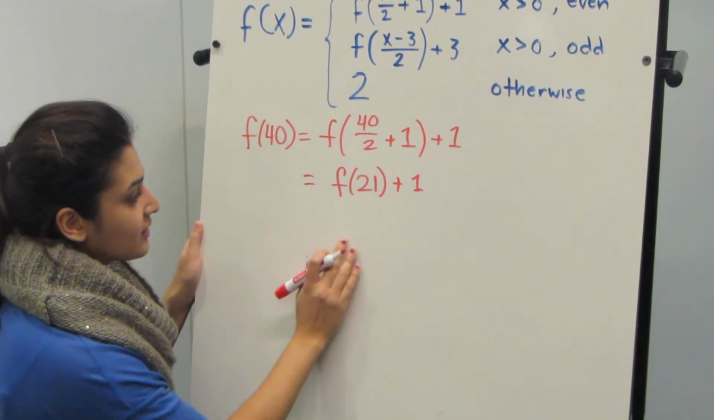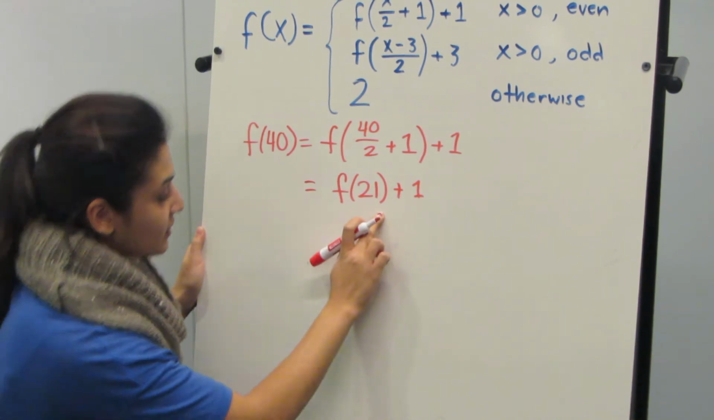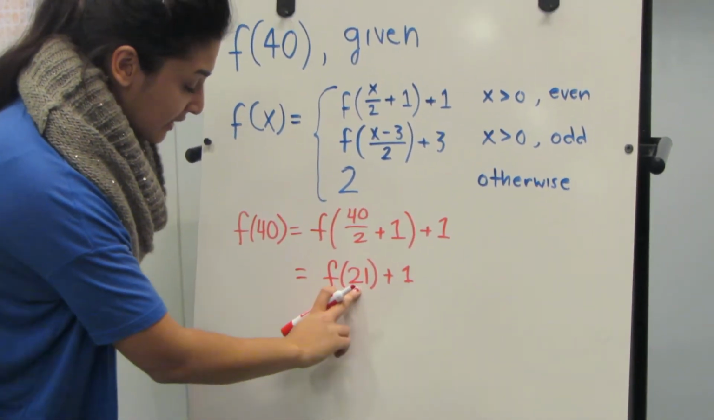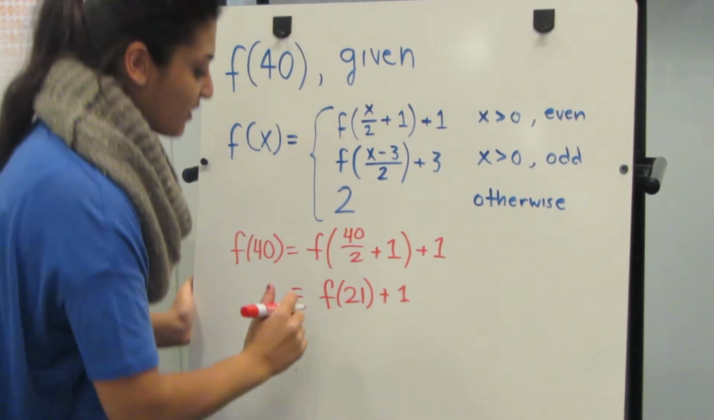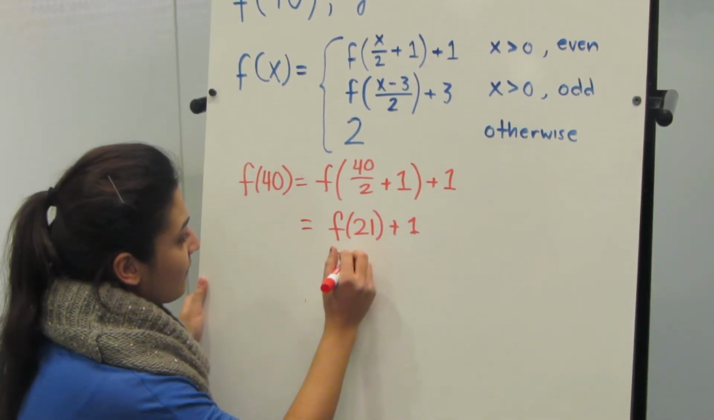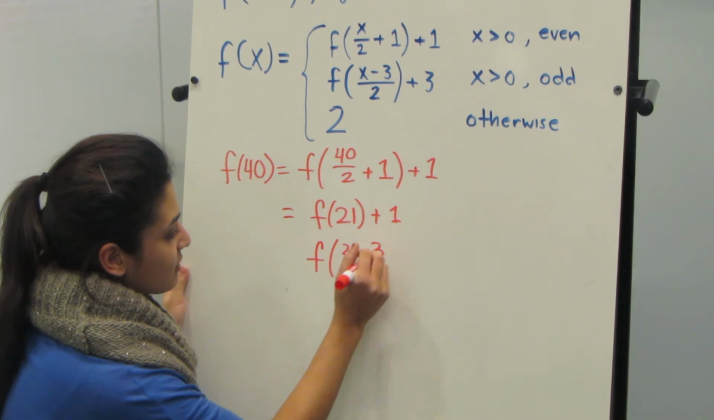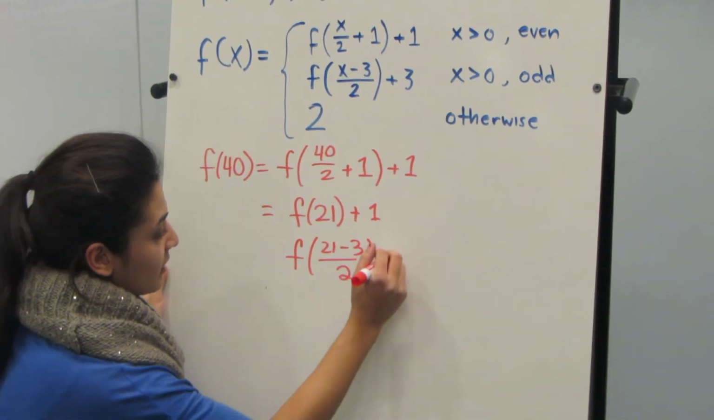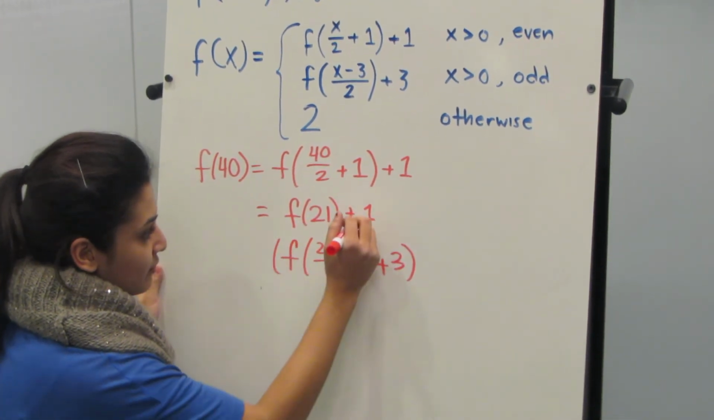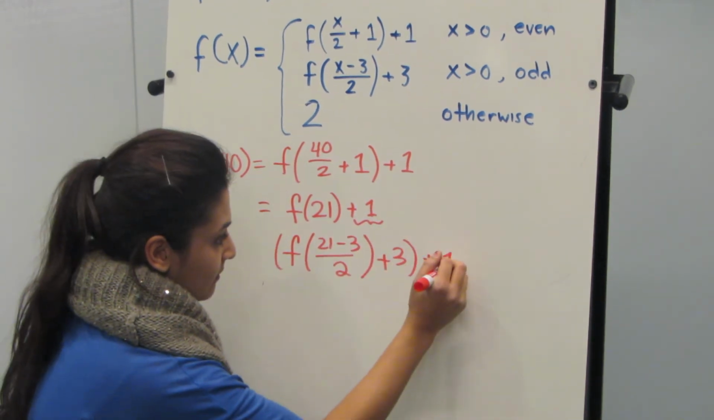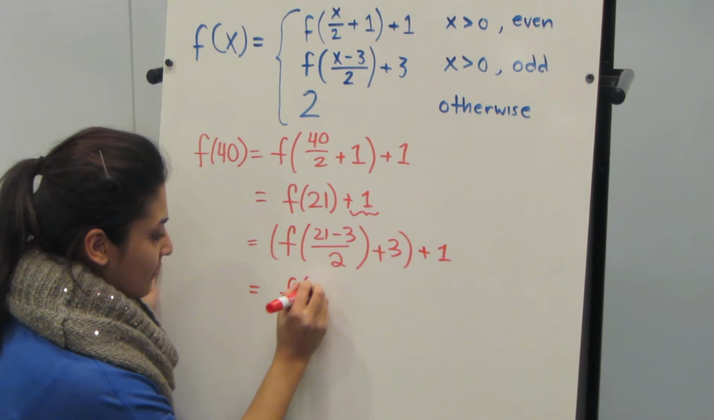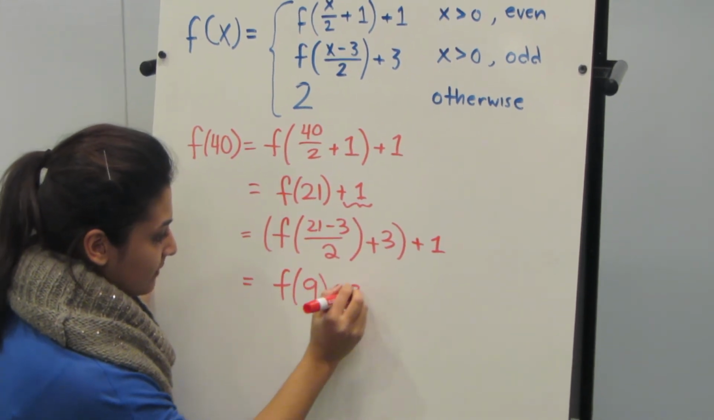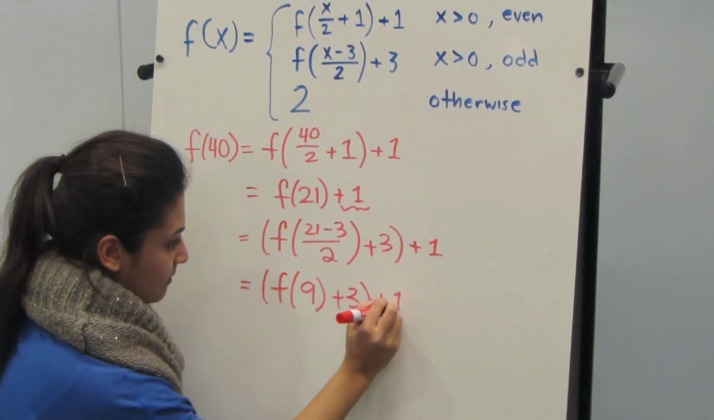Now, we're not done yet, so we have to compute this part of the function. When the input is 21, we have an odd input, so we plug it into this part of the function. So we have f of (21 minus 3) over 2 plus 3, and we have the remaining plus 1. When we compute that, we get f of 9 plus 3 plus 1.